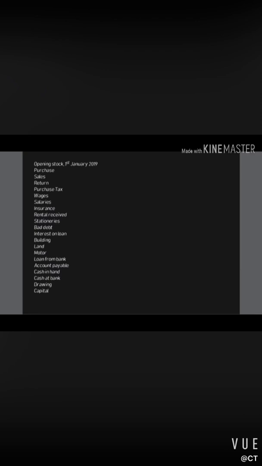Interest on loan is SOCI. Building is SOFP. Land is SOFP. Motor vehicle is SOFP. Loan from bank is SOFP. Account receivable is SOFP. Provision for doubtful debt is SOFP. Account payable is SOFP. Cash in hand is on SOFP.